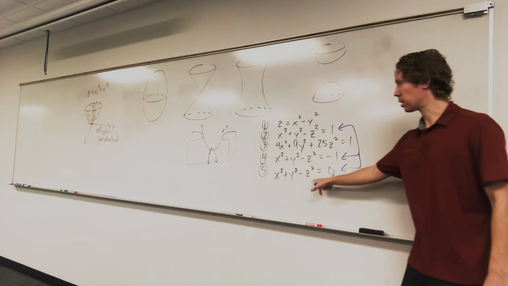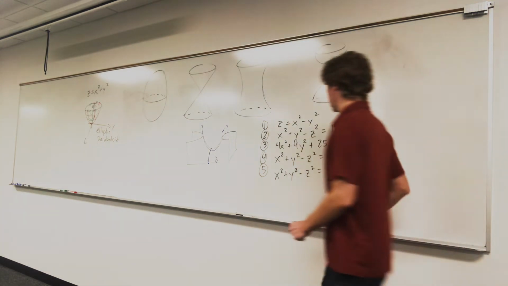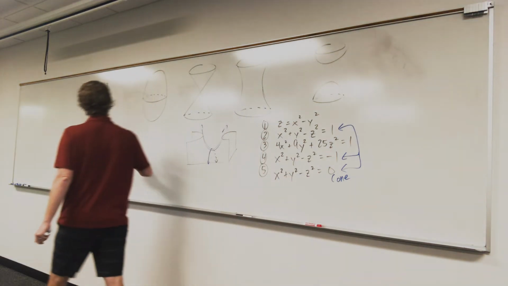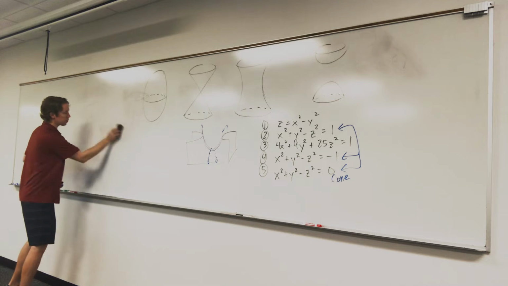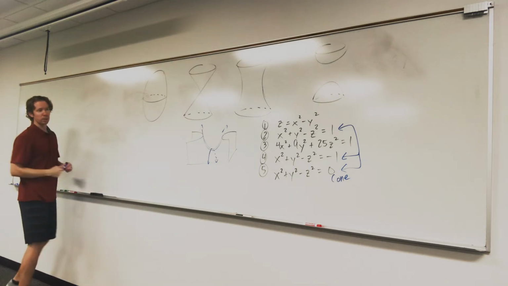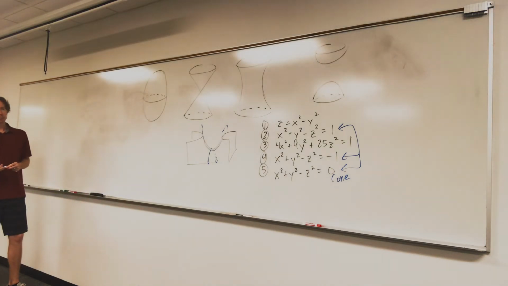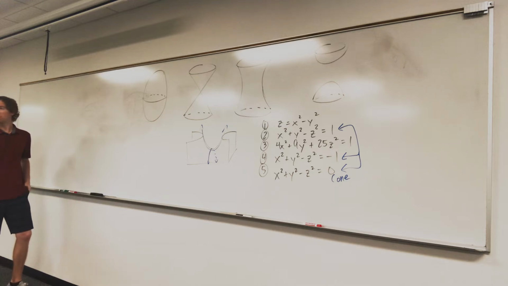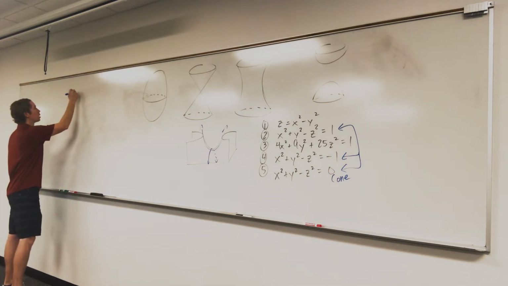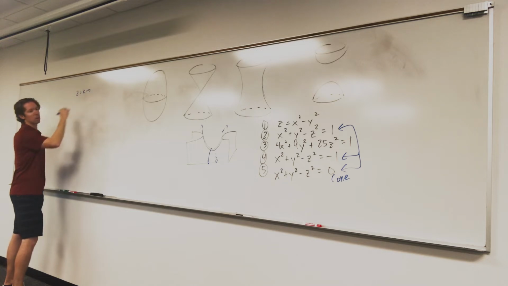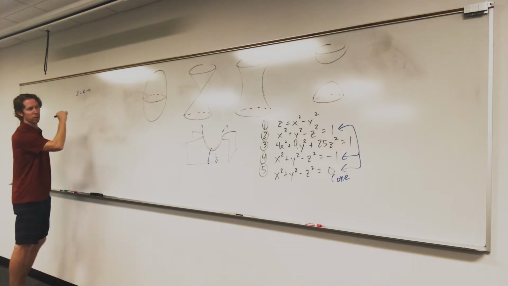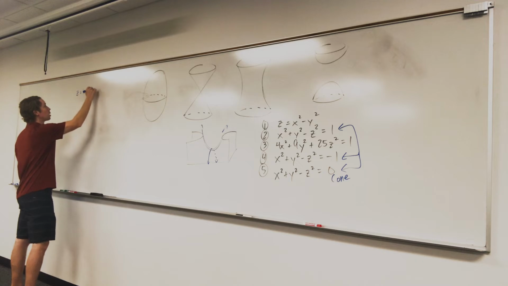Let's think about the traces of this. I'm going to go ahead and erase this elliptic paraboloid. All right, so the traces for number 5. Let's plug in z equals k first. So x squared plus y squared equals k squared.